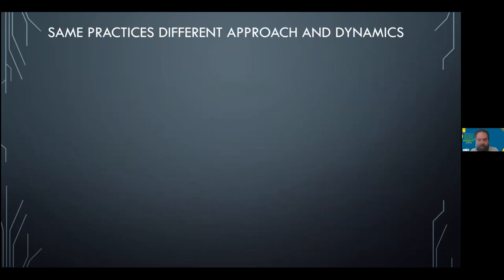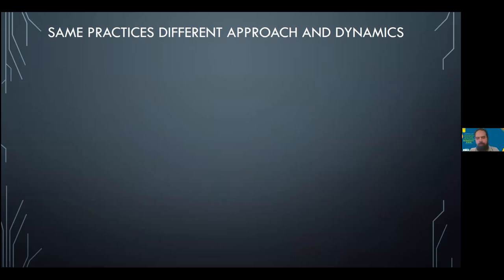Okay, as I said at the beginning, under the banner of "safety differently," I was expecting to see different practice. I was expecting to see very new and novel practices that I have never seen before in any site. And actually, I turned out to be wrong.